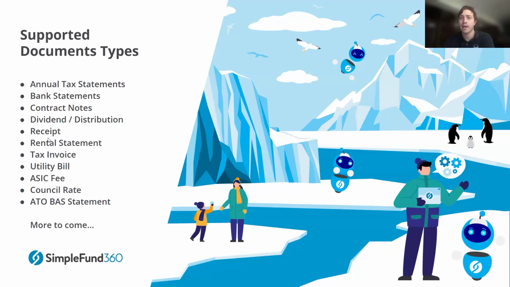Now, I won't read all of them out, but council rates and ATO BAS statements have been our latest additions to the supported document list. Now, this list of supported document types is always going to grow. So if you feel like we're missing a certain document type, feel free to give us some feedback. That way the product team knows what to focus their energy on next. But I will say there's a good chance that we are already working on that document type.